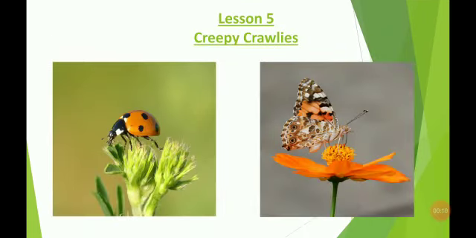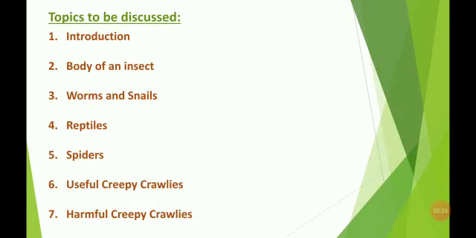Hello students, I am back with a new chapter in EVS, that is chapter 5. The name of the chapter is Creepy Crawlies. In this chapter, we are going to study about insects, snails, worms, etc. Contents of this chapter are: first, introduction; second, body of an insect; third, worms and snails; fourth, reptiles; fifth, spiders; sixth, useful creepy crawlies; and seventh, harmful creepy crawlies.